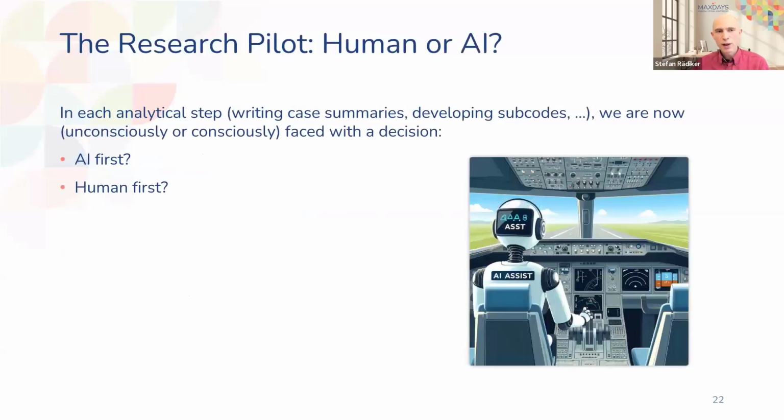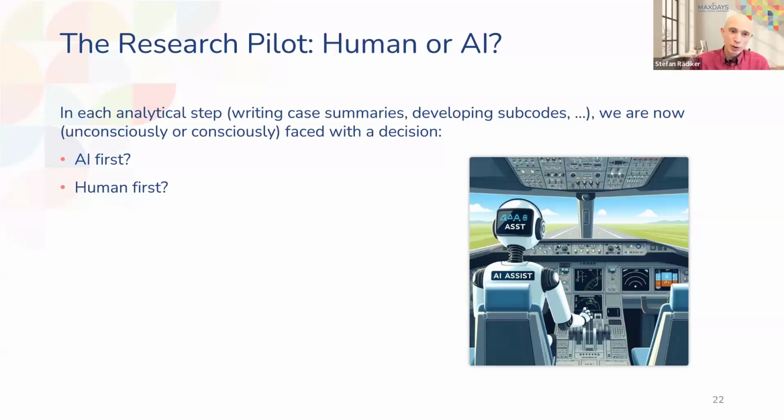And this brings us also to another question here, and this is the question: who is flying the research plane? Is it the human or is it the AI? In each analytical step now, no matter if we're writing a case summary or developing subcodes, we are faced with a decision. And I think it's important that it should be a conscious decision, but very often it may be an unconscious decision, because the AI features are always saying, click me, or something like this, or at least I feel it sometimes like this. And I think it's a good idea because they are implemented where we need them. But we always need to ask ourselves, who's making the first step here?